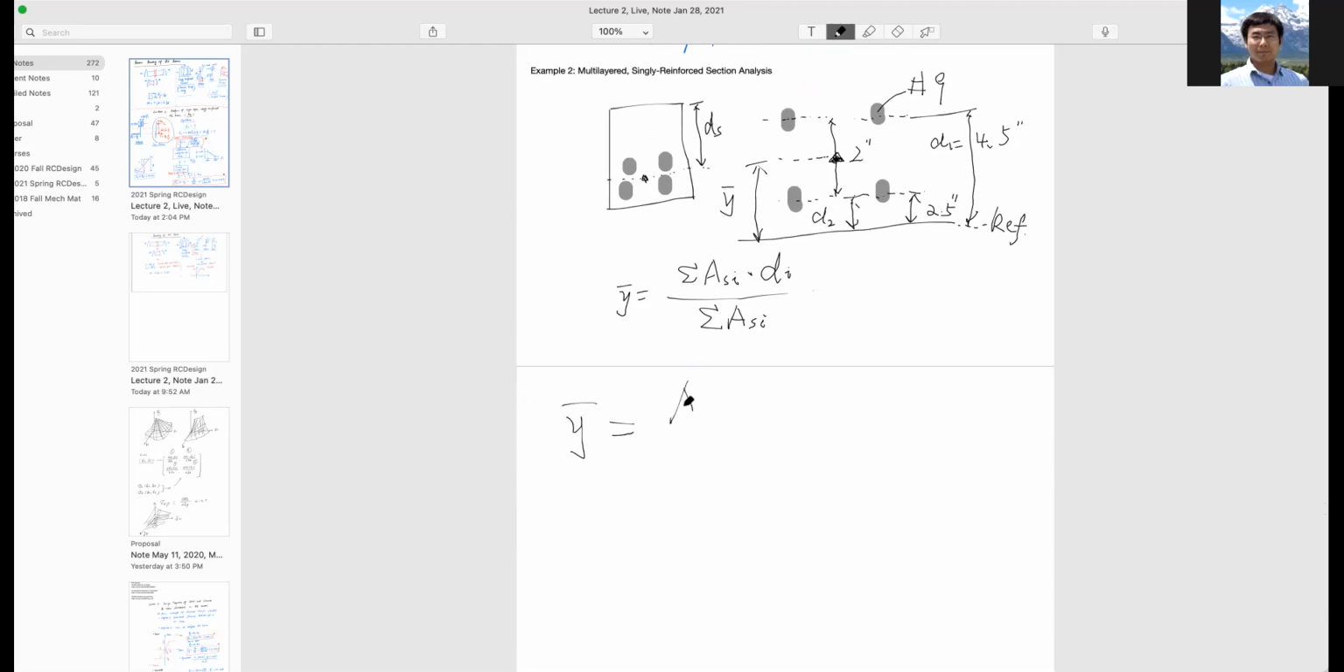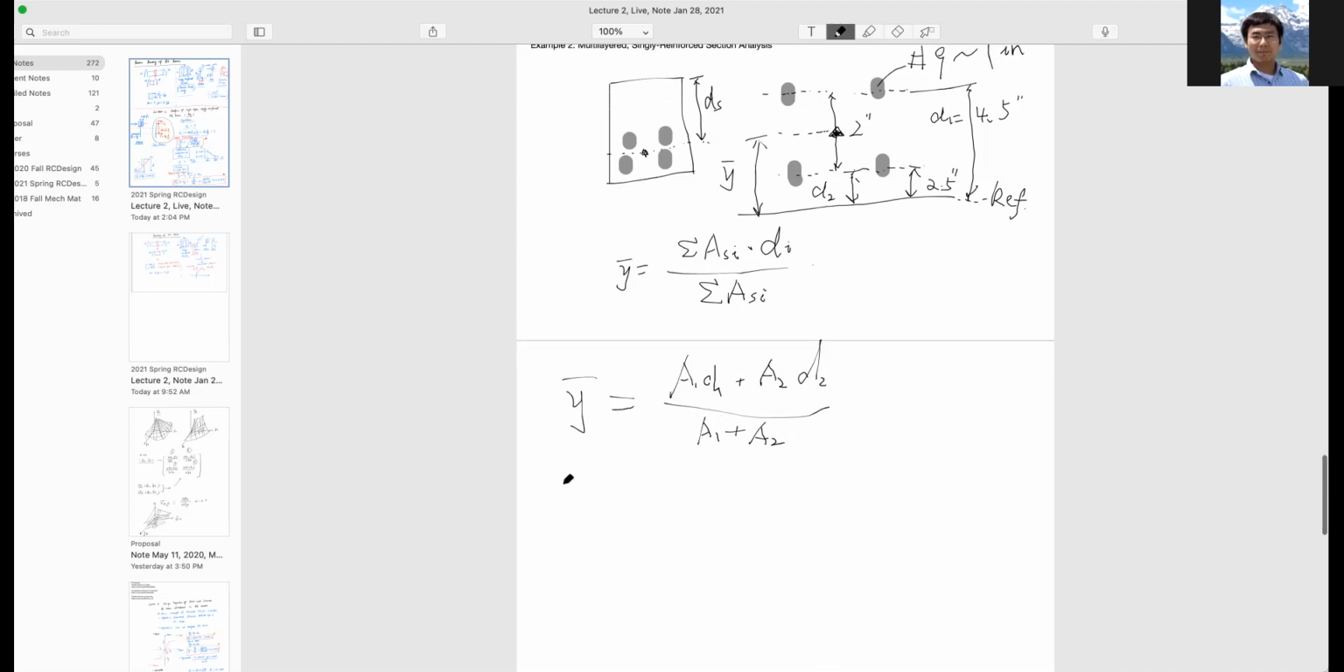So y bar for this: A1 D1 plus A2 D2, divided by A1 plus A2. This is annoyingly slow, I know, but bear with me just for a couple minutes. You notice that I'm assuming number 9 bars. It so happens that for a number 9 bar, each bar has an area of 1 inch squared.